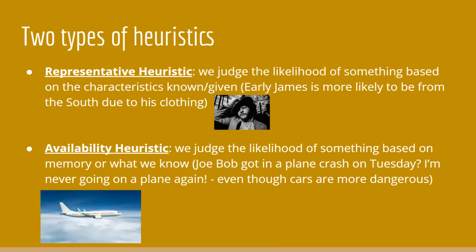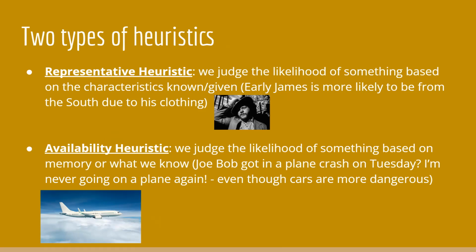All right, let's talk about two types of heuristics. Representativeness. We judge the likelihood of something based on the characteristics of something given. So see this picture, Earl James. He's been used in a lot of the example questions. Is he more likely to be from the south or the north by what he's wearing? You might say the south because he has a hat on, he has kind of dressy clothes. Well, I guess people could have dress clothes from the north, but he just has more of a southern look, right? That's a representative heuristic.